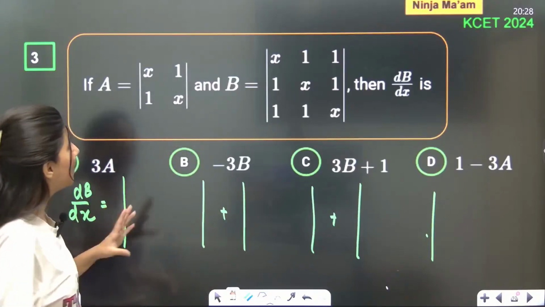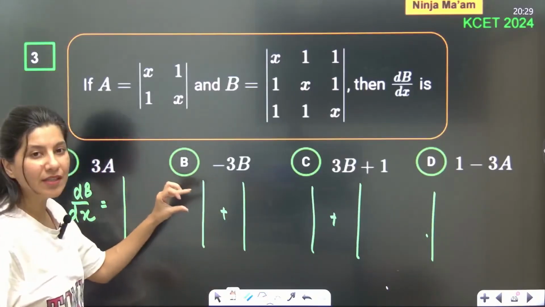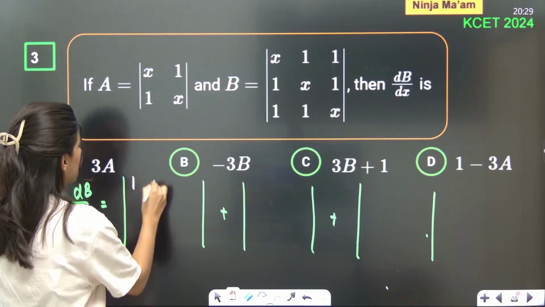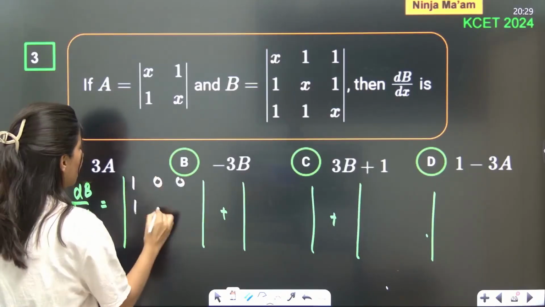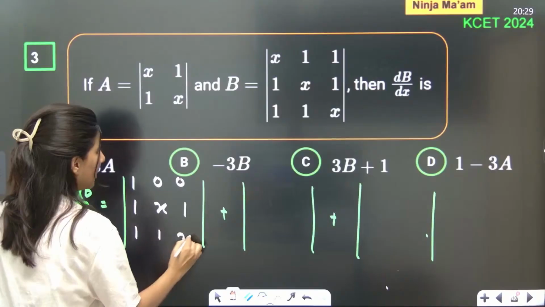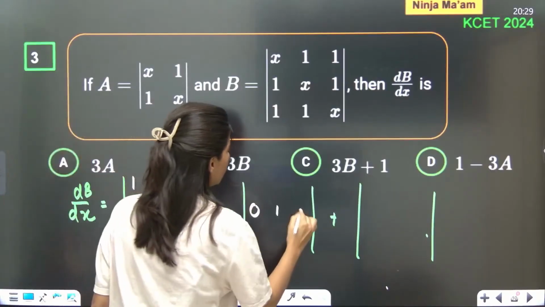Okay, dB by dx. Now, first row will be differentiated. That will be 1, 0, 0. Rest everything will be exactly same. Here the second row will be differentiated.